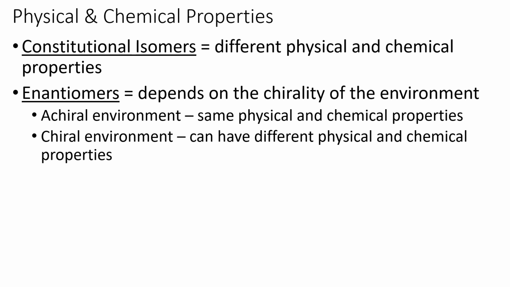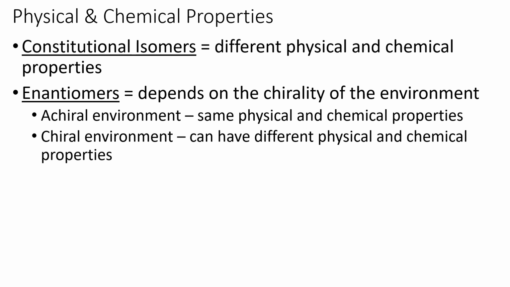But if we can put the enantiomers in a chiral environment, meaning that there's some chirality associated with it. This type of environment is typically going to be like your body. We've got a lot of molecules in your body, and they're in a chiral environment because they're interacting with proteins, and proteins have a lot of chirality associated with them. They're interacting with enzymes, and enzymes have chirality associated with them.